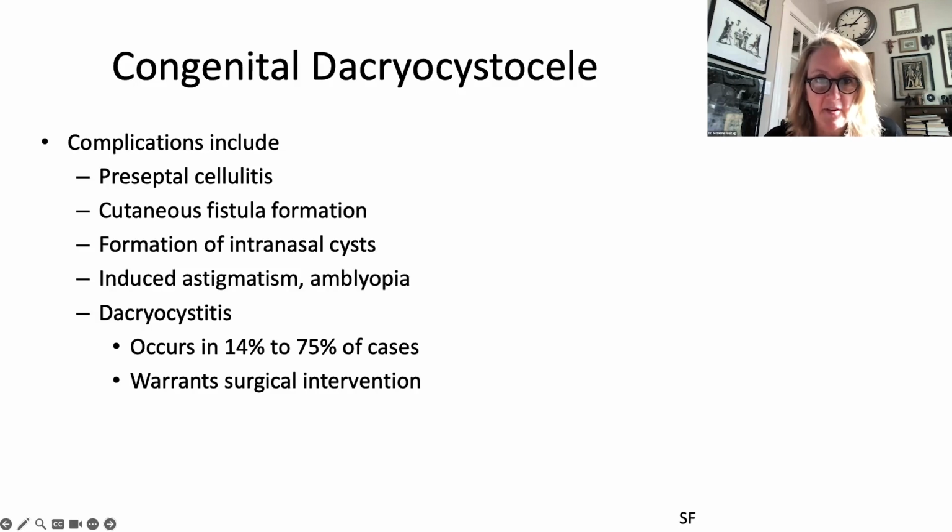And complications can include infection. Patients can get preseptal cellulitis. Occasionally, they could form a fistula if this opens up to the skin. They can cause pressure, expanding the system out into the nose, causing intranasal cysts. If they're quite large and untreated, they can induce astigmatism and cause amblyopia. Infection or dacryocystitis occurs in a widely reported range of cases and warrants surgical intervention.